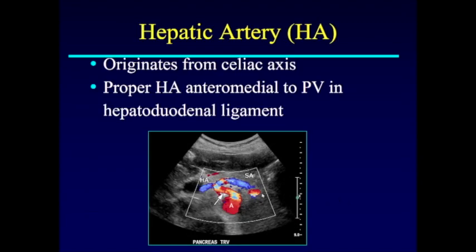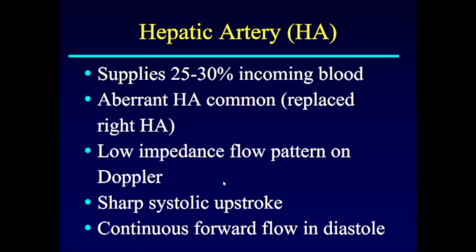The hepatic artery is the arterial supply to the liver, which accounts for about 25% of blood flow to the liver. It arises from the celiac axis in most patients, and it runs in the hepatoduodenal ligament anterior medial to the portal vein. Here you can see the hepatic artery coming off the celiac and diving into the liver. An aberrant hepatic artery does exist. Most of the time it's the right hepatic artery that is replaced and arises from the superior mesenteric artery.